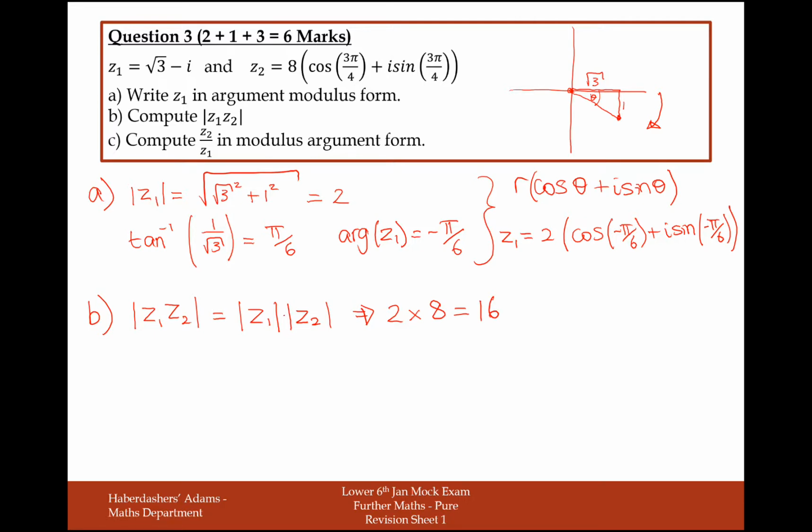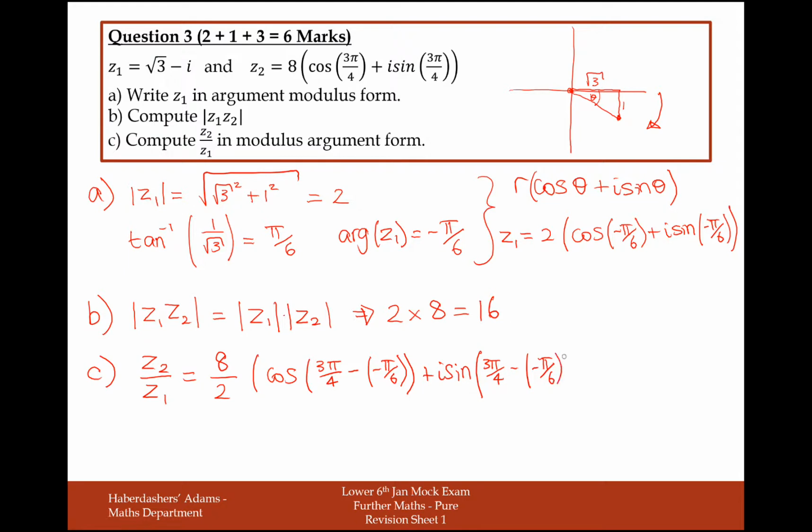Part C is to work out z2 over z1 in argument modulus form. So let's do this. z2 divided by z1. Now the rule for the arguments and modulus here is we continue to divide the moduluses, and then when it comes to the arguments we do a subtraction of argument for z2 take away argument for z1. So that's going to be 3 pi by 4 take away minus pi by 6. And exactly the same thing for the sine as well. 3 pi by 4, take away minus pi by 6.